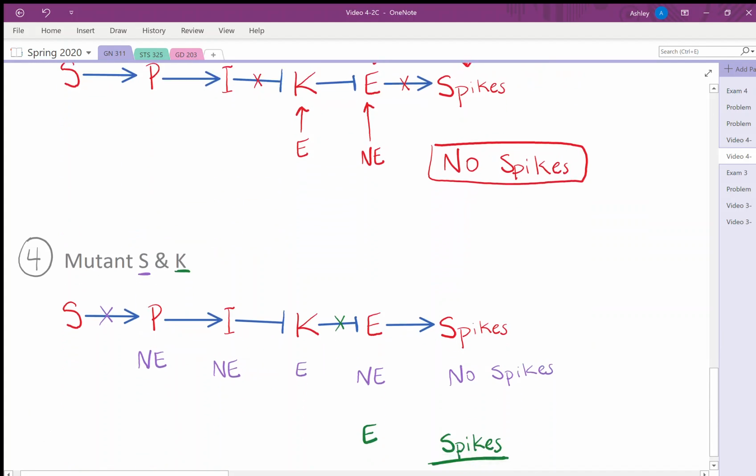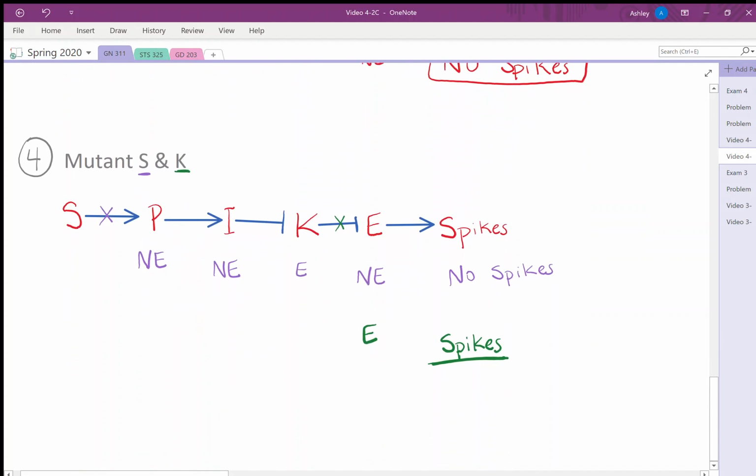For our last problem, there's a mutation in S and K. The mutation in S would cause a failure to stimulate P. Without P present, I would not be stimulated. With I not present, K would not be inhibited. This means K is present and would inhibit E.